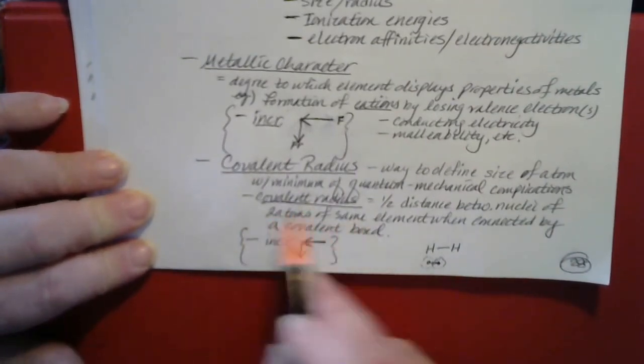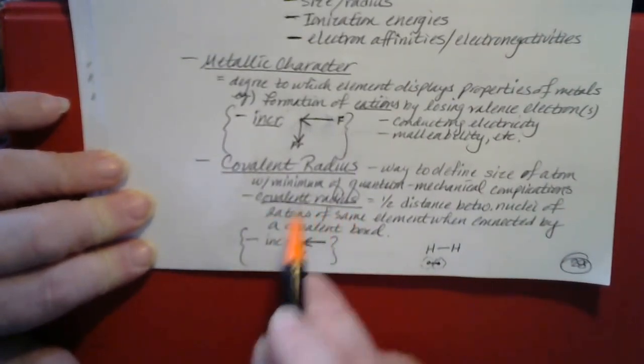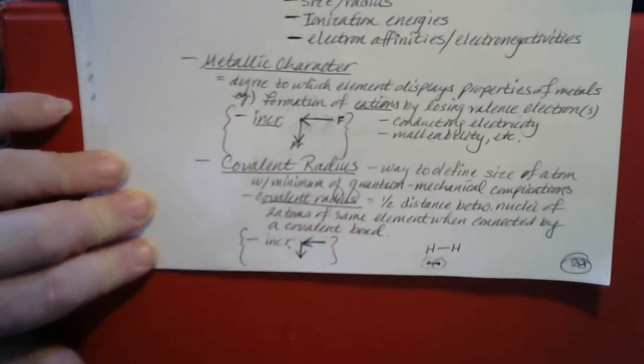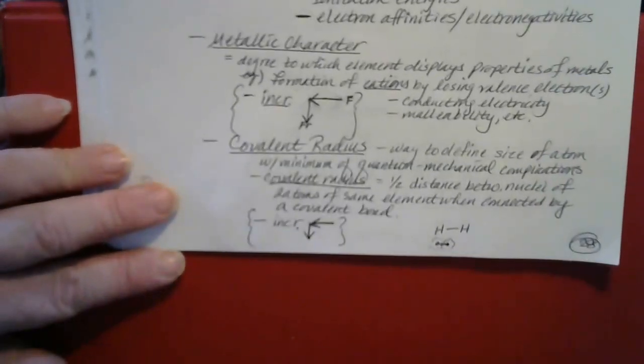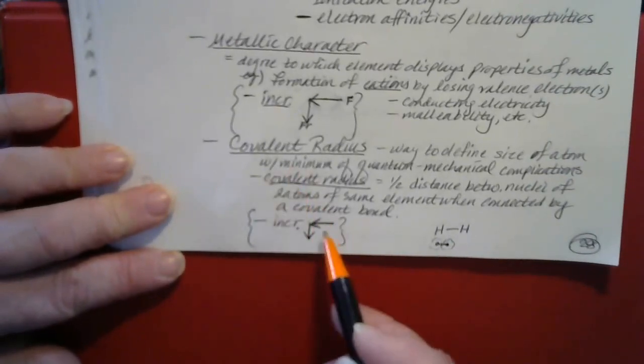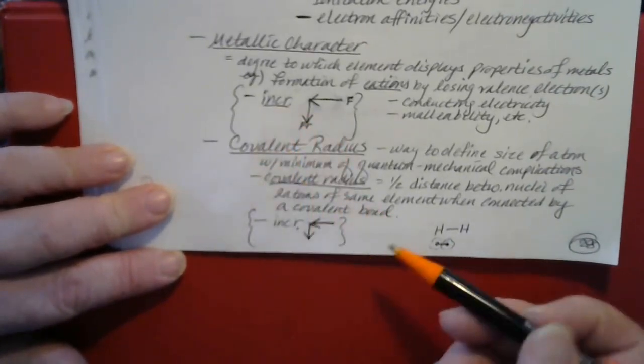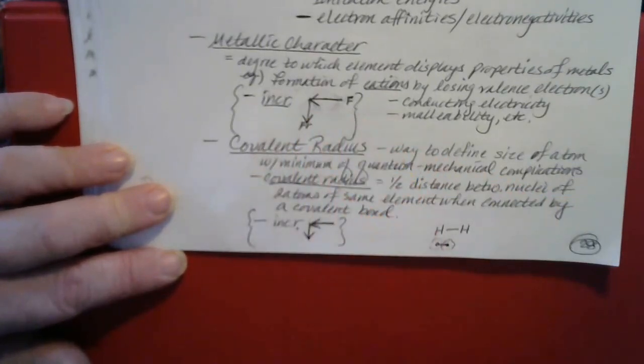So we use this as kind of a convenient stand-in because this is something that we can measure accurately. The distance between the center of the nucleus and the outermost electrons is something that we actually cannot measure accurately. This property, covalent radius, increases like metallic character to the left and down a group.